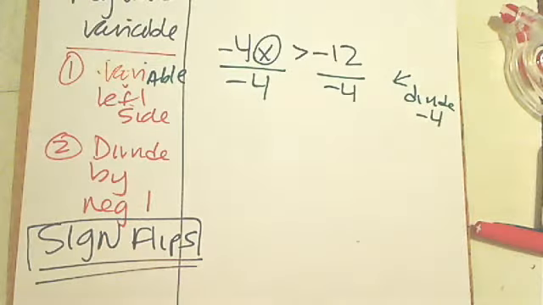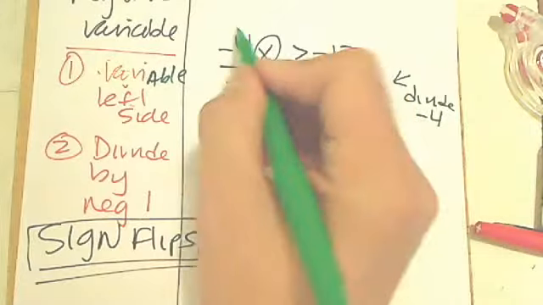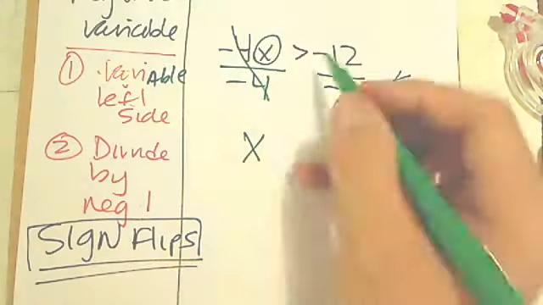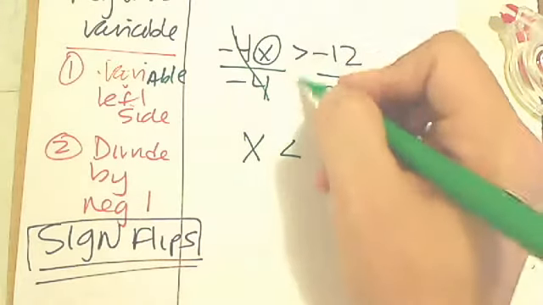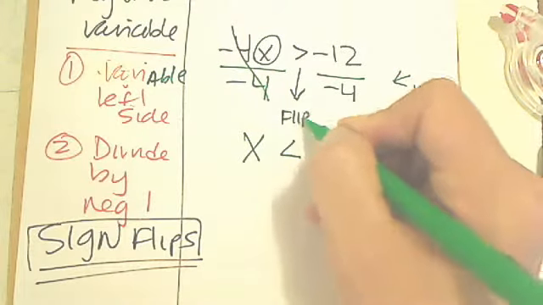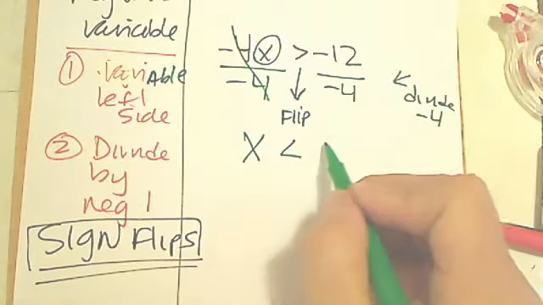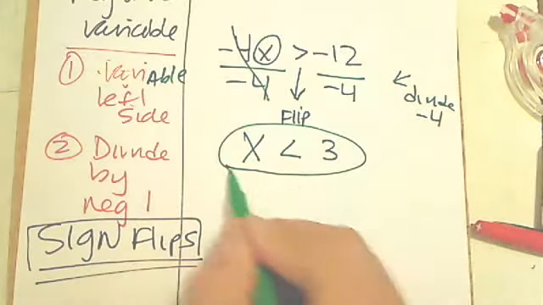Because we're dividing by a negative, the variable stays the same. The 4 cancels out. The sign flips, because you're changing the value of the entire equation. The negative really throws everything off. And then this becomes positive 3. This is what you graph.